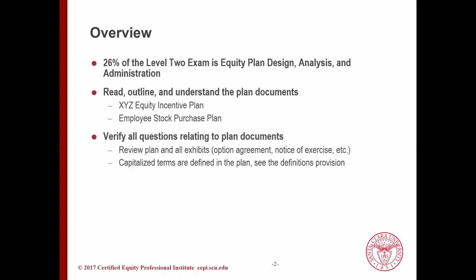The Employee Stock Purchase Plan has not changed this year, so if you took Level 1 in 2018, you should be safe continuing to use that version of the Employee Stock Purchase Plan only. But again, with the Equity Incentive Plan, focus on the plan document that came in your 2019 binder. And then there are just a couple of other little notes here.